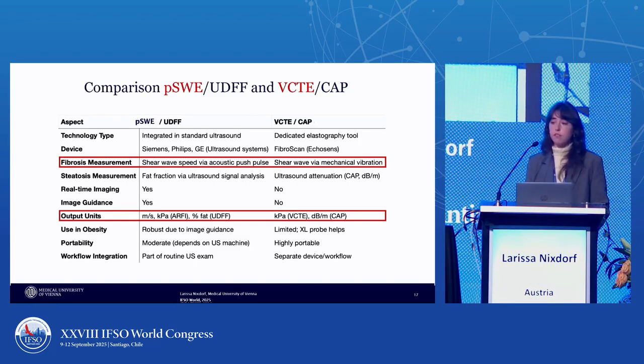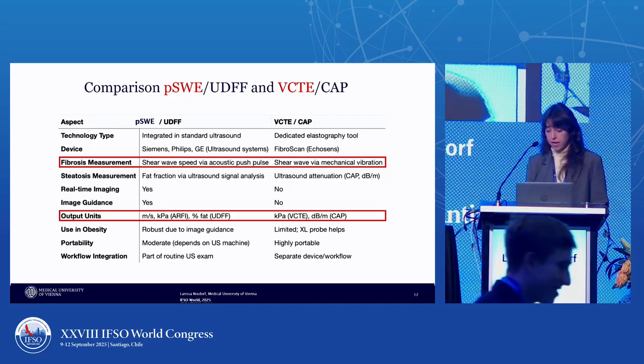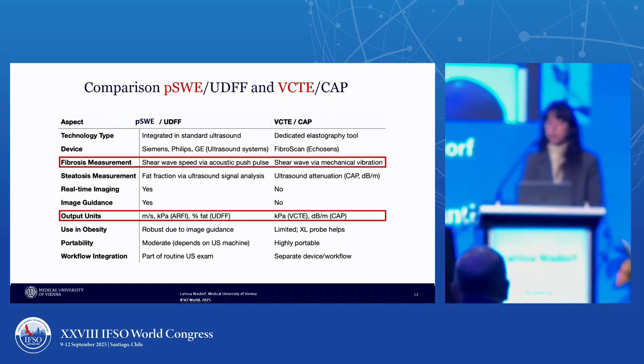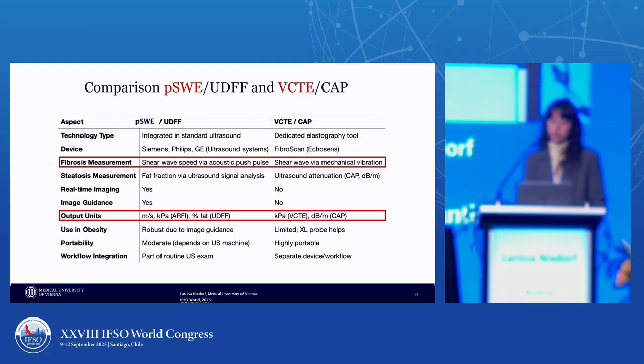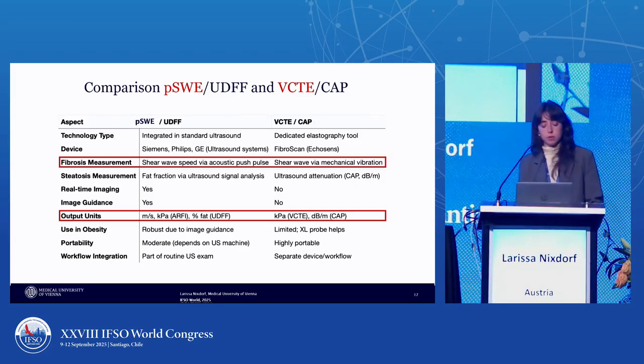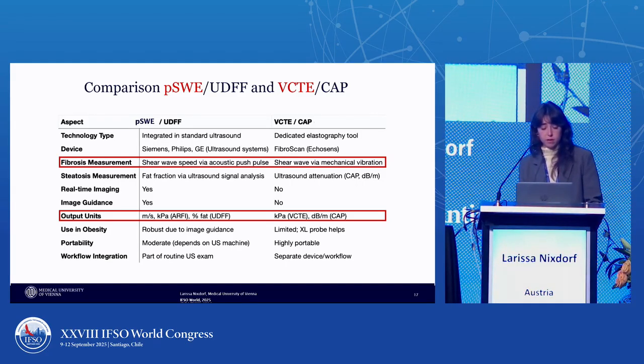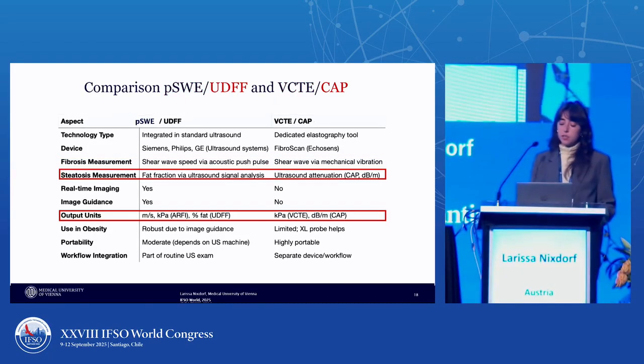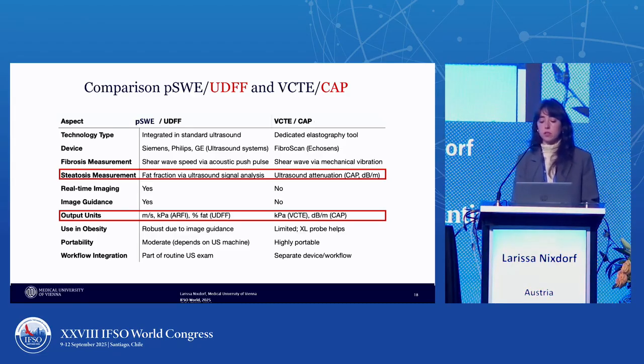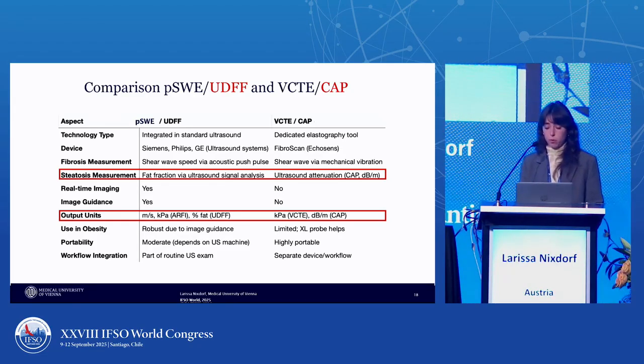And like I said, the fibrosis measurement is based on the measurement of shear waves. On the right side, you see the FibroScan-based methods, so shear waves generated via mechanical vibration. On the left side, the ones that were newly developed, and there you measure the shear waves generated by acoustic impulses. The steatosis measurement is based on ultrasound in both ways.